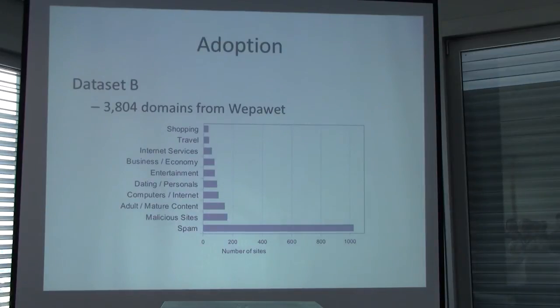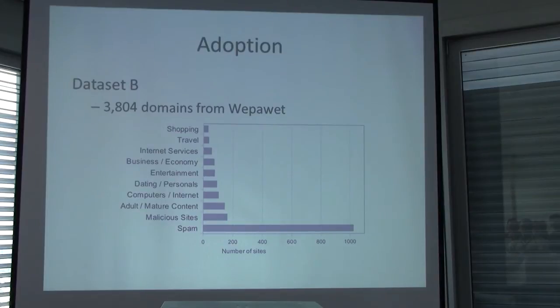So in the second data set, we gathered some data from WebAwet, which is this high interaction honeypot used to find malicious pages that are trying to exploit your browser. And we asked the people of WebAwet to give us a list of sites that, when analyzed with WebAwet, fetched code from these fingerprinting domains, right? So we got 3,800 domains.